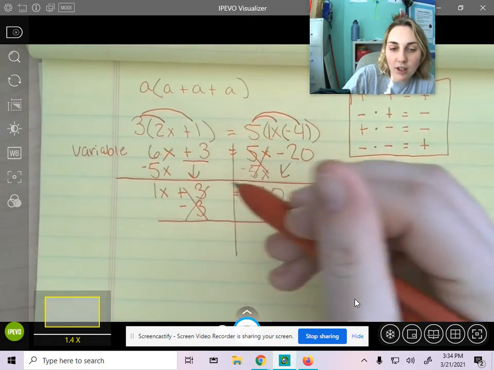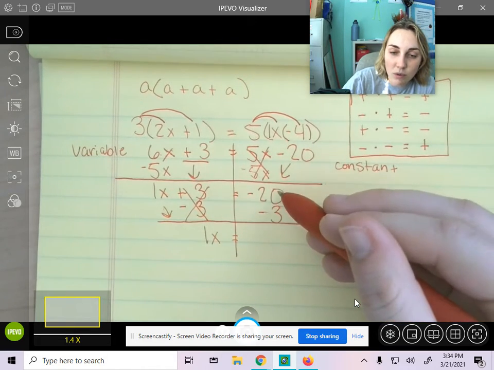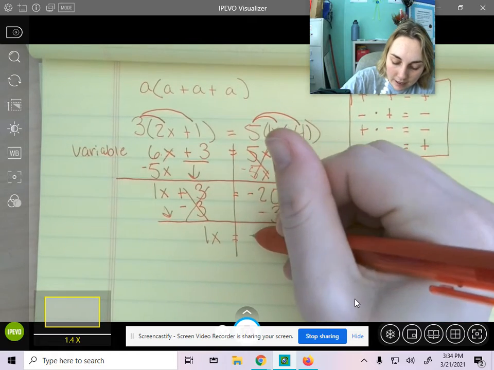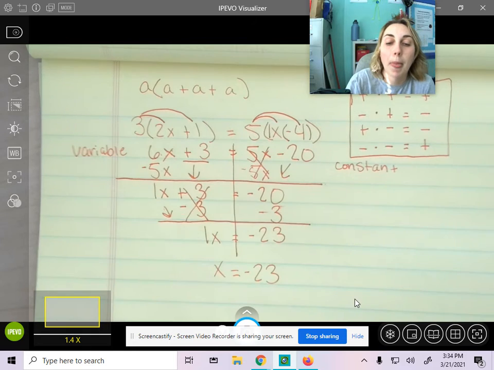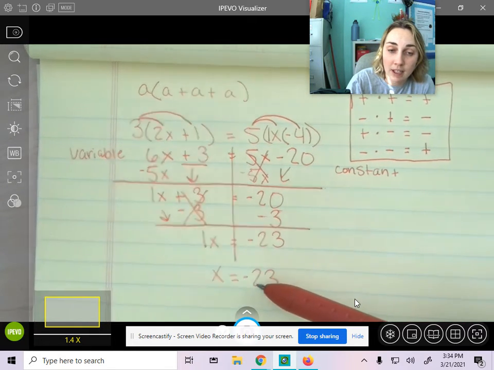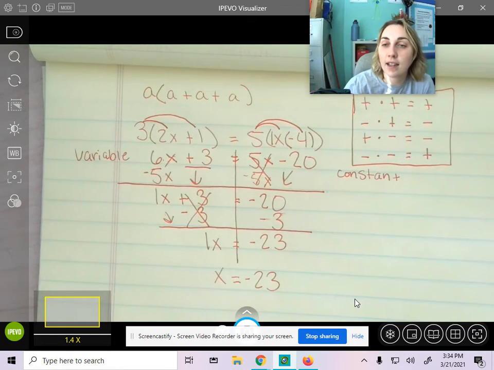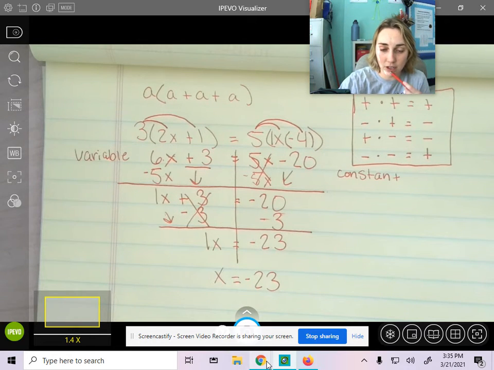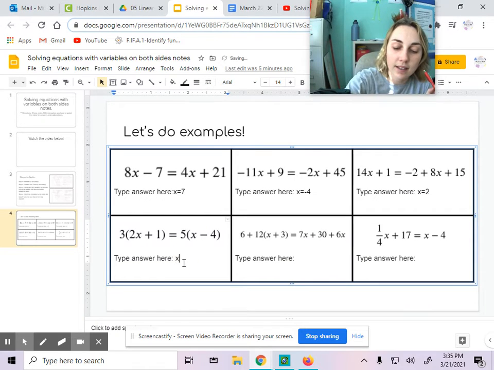So these canceled out. They're opposites. So I'll bring down my 1x. Negative 20 minus 3 is going to give me negative 23. So x is equal to negative 23. That's my answer. And again, if I wanted to check that, what I could do is substitute my x value into my original equation, and I could solve and make sure that they were correct on both sides. In this case, that would be the case. So x is equal to negative 23.